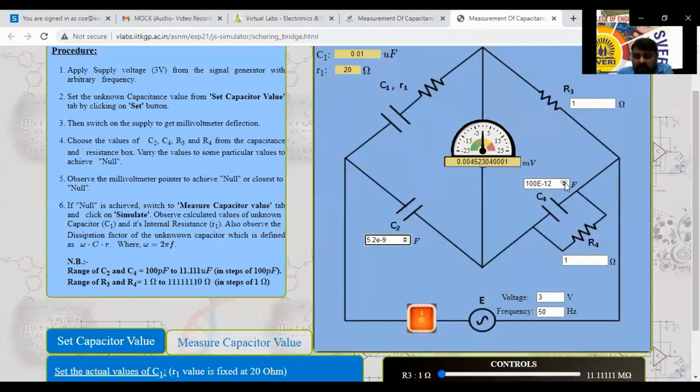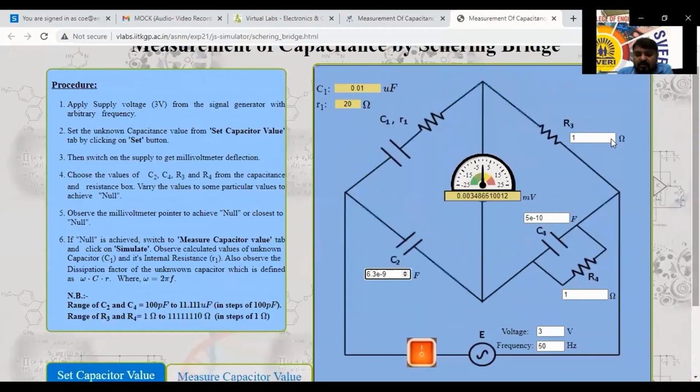So can I vary this one also? There is no change at all. Again I will change that one. I will increase. So by increasing this one, it is happening. I will increase here, 0.101. Then now I go 0.1. It is increasing.